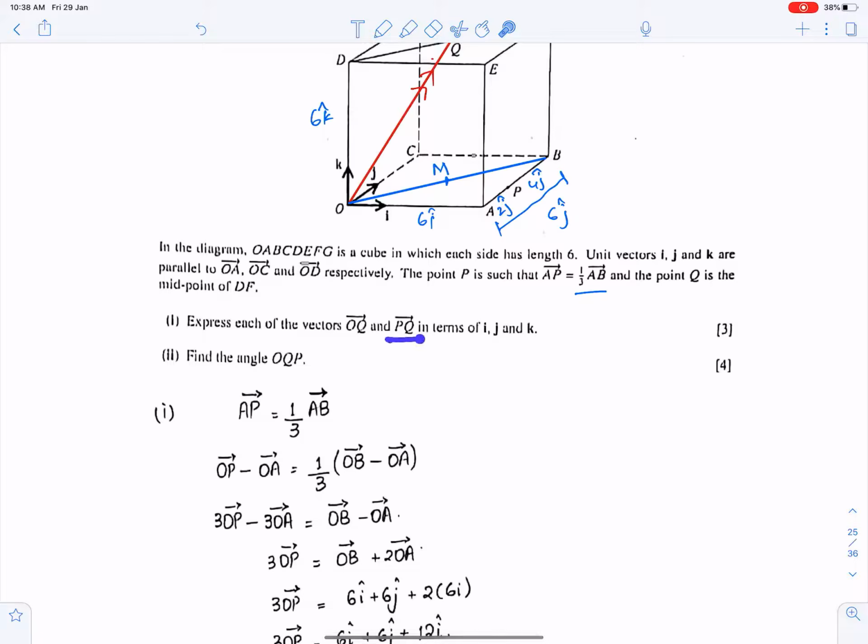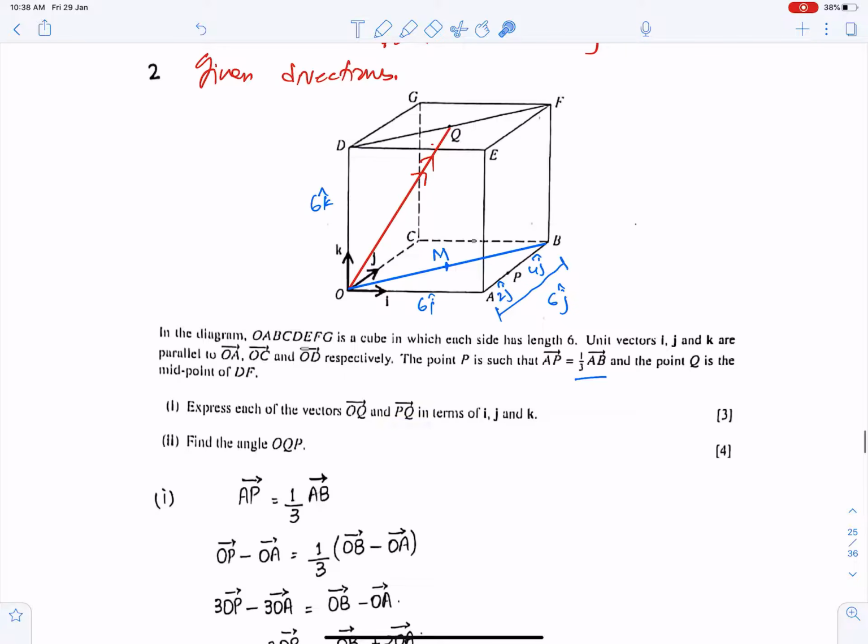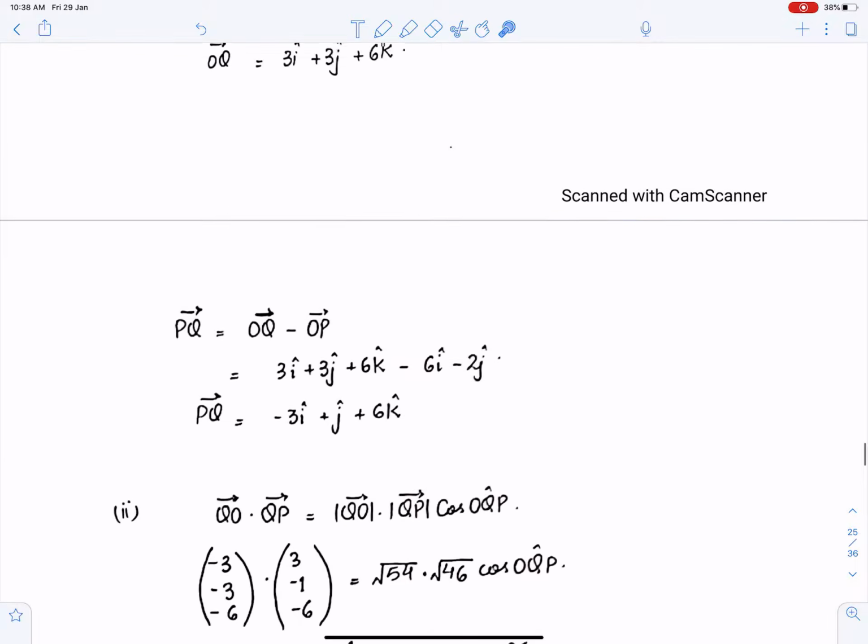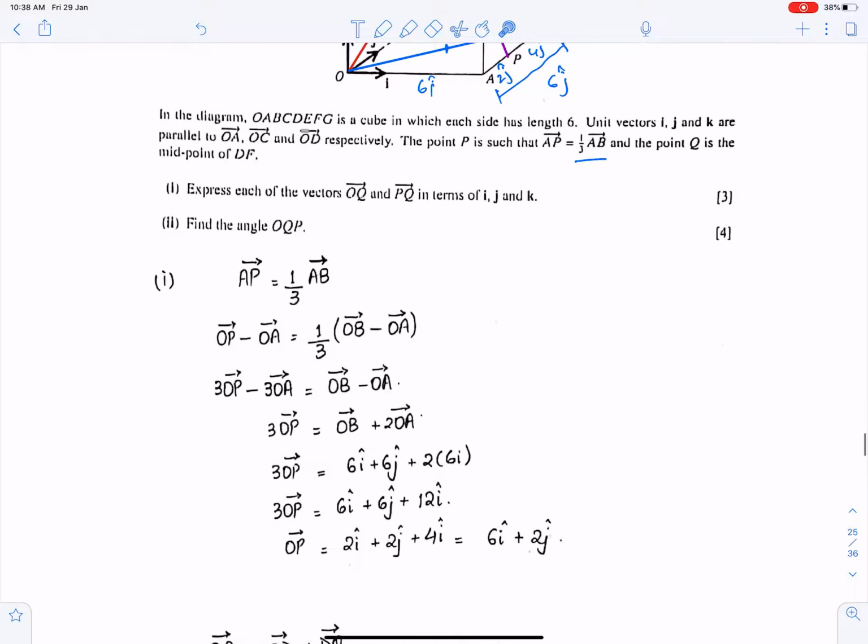And the second thing is we need PQ. So PQ, we have two options. We can either use this option, PB, BF, FQ. And the second option is PA, AO, OQ. This option is better. We have PA, we have AO, we have OQ. So it's better to use this option for PQ. I'm using this option here.